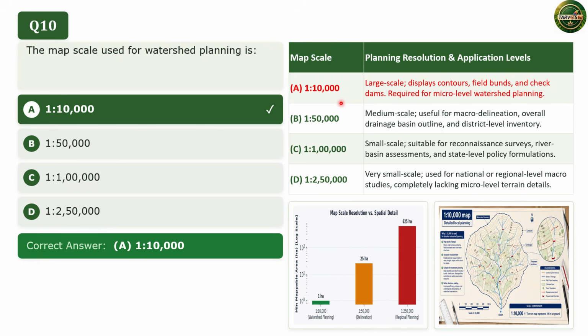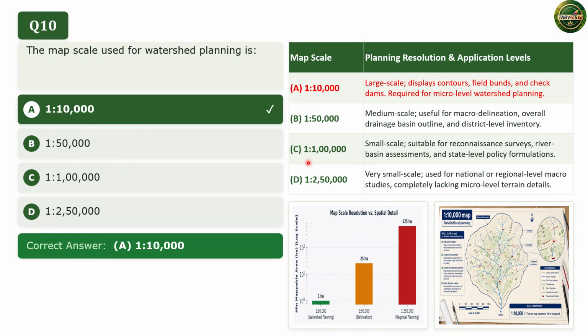So it is a large scale map with high spatial details, and this detail will be suitable for micro level watershed planning. That is field bunds, farm ponds, check dams, treatment of individual drainage lines, etc. Coming to the other options, 1 is to 50,000 means 1 centimeter on the map will cover 500 meters on the ground, and it is used as a district level inventory. It is a medium scale map.